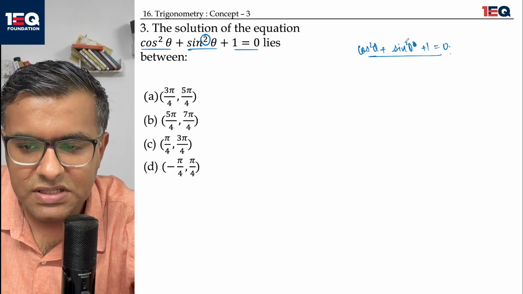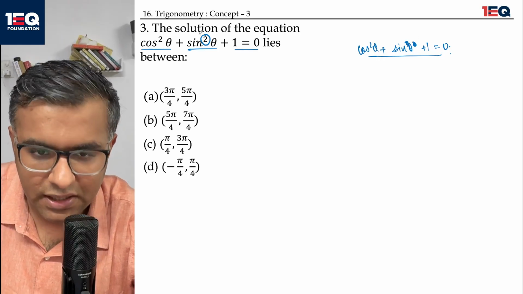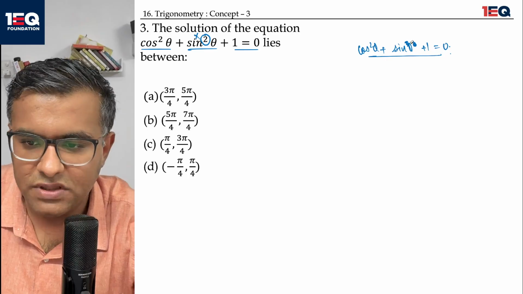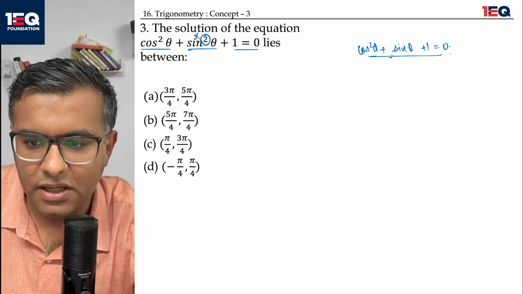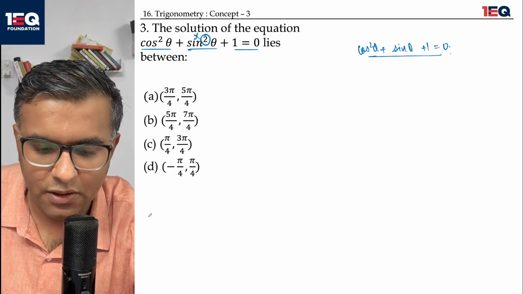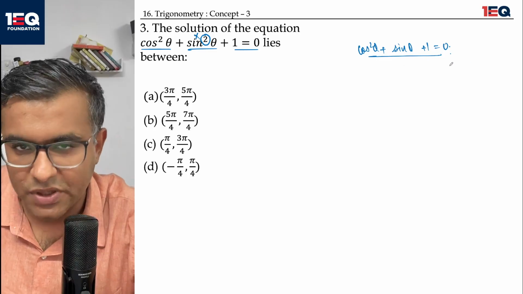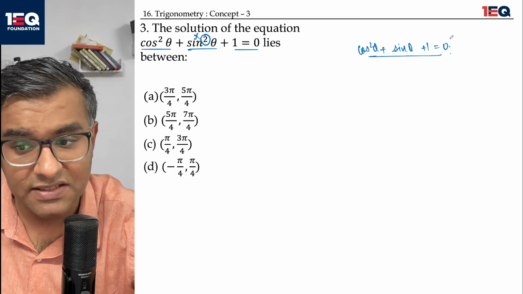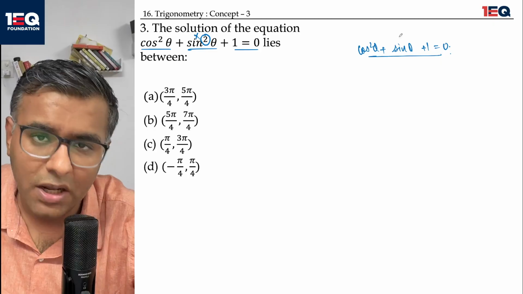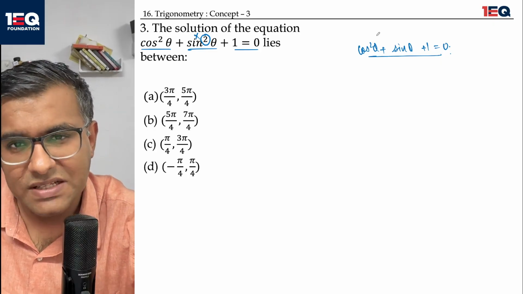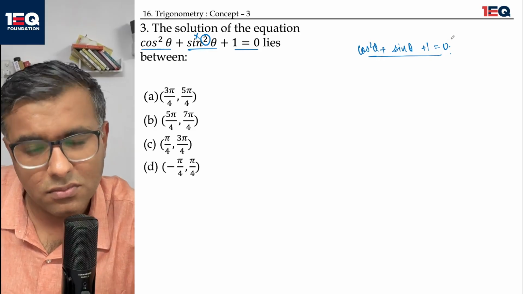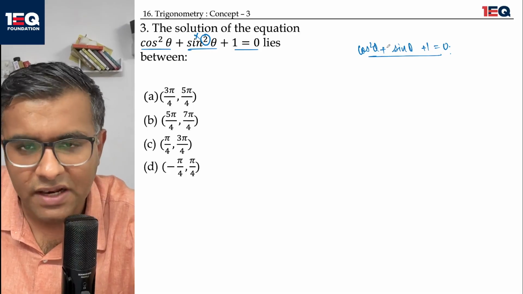So what I would do is, there is no need of a sine square theta. This is wrong. We just need to have cos square theta plus sine theta plus 1 being equal to 0. This is an equation in two variables. Why? Because I have a cos theta and I have a sine theta. Both of them are unknown to me. I need to bring it down to a single variable equation. So I will convert the cos square theta into sine theta. Somehow, anyhow, I will have to do that.